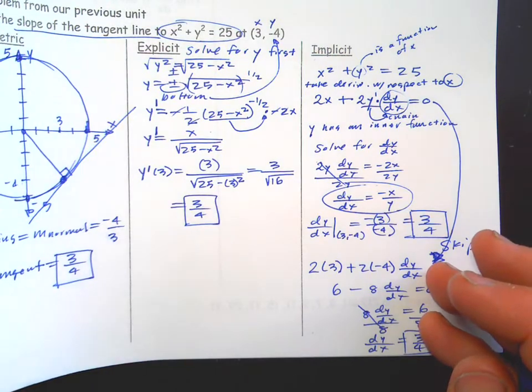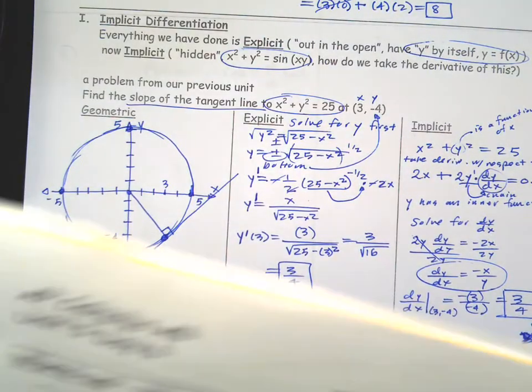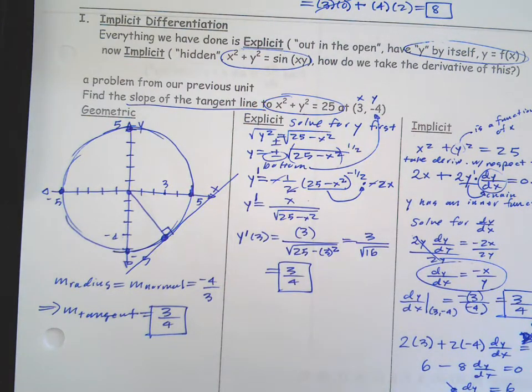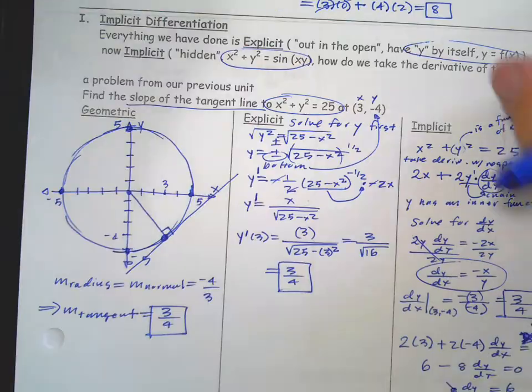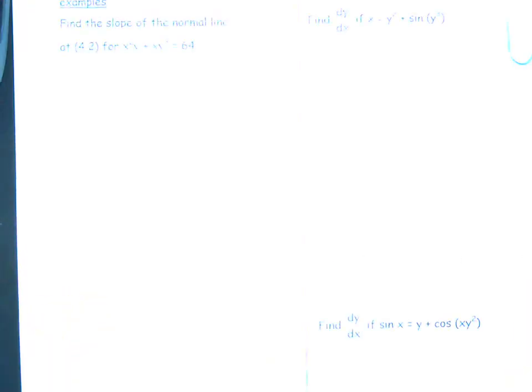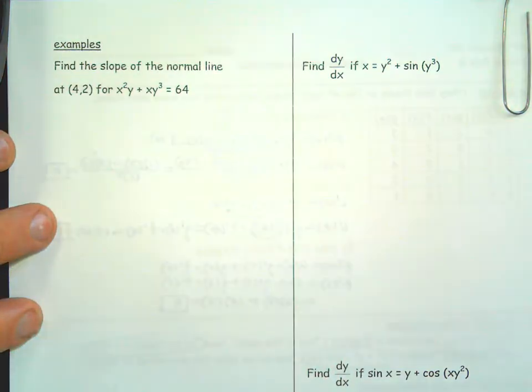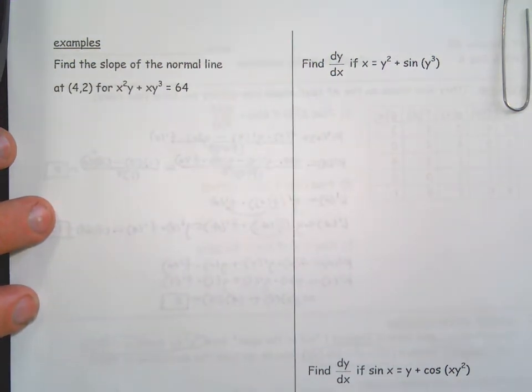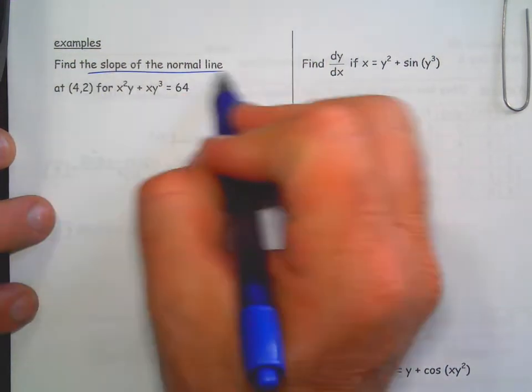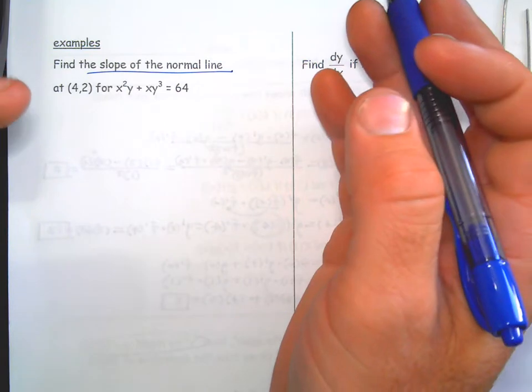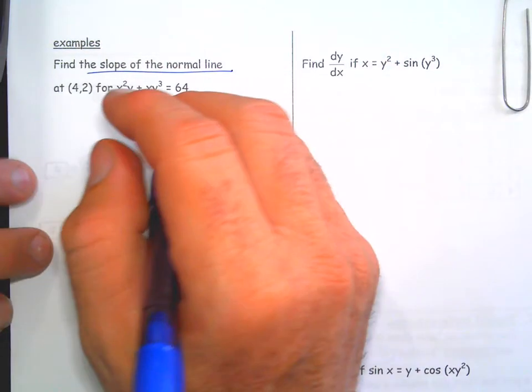So anyways, this is implicit differentiation. We're going to be practicing that today. So let's do a couple more examples on the back to get the hang of this. And it's a lot better than trying to do it explicitly when you're not given an equation that's explicit. So this problem here, find the slope of the normal line. Well, you have to find the slope of the tangent line and then find the perpendicular slope.